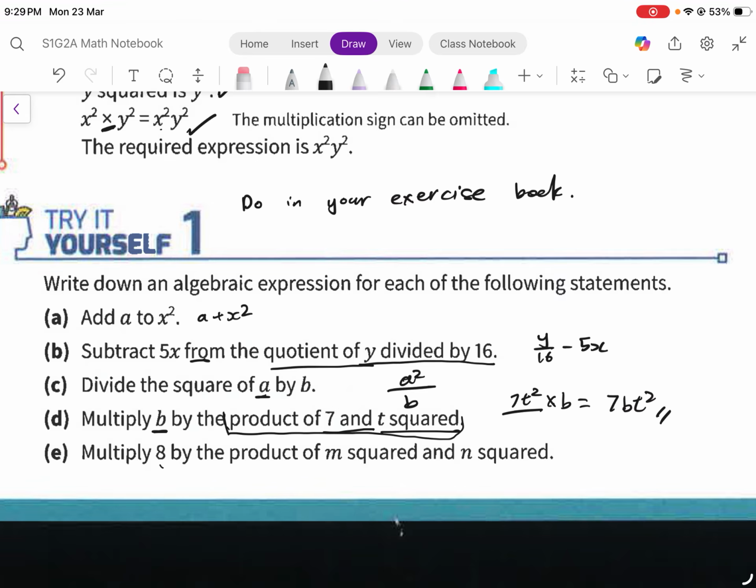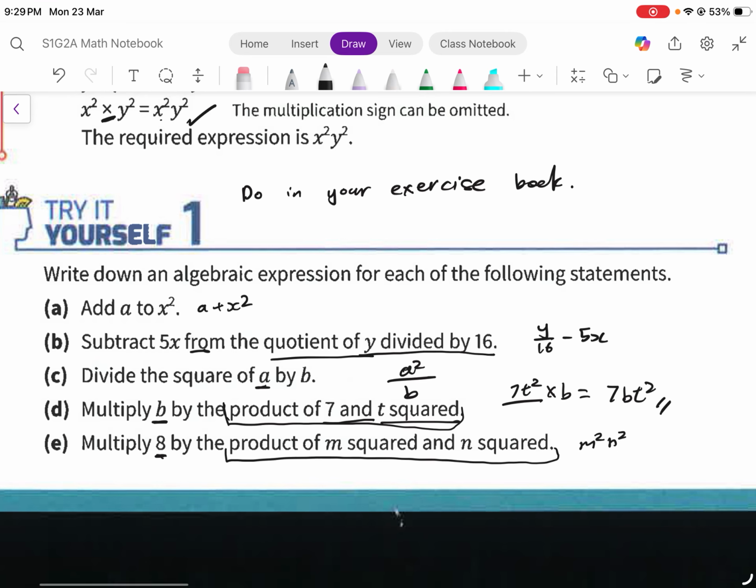Okay, so multiply 8 by the product of m squared and n squared. So previously we said m squared times n squared. Right, when the algebraic terms are next to each other, it means multiply. Then you multiply it by 8. Okay, simple. Alright, so this is quite self-explanatory.